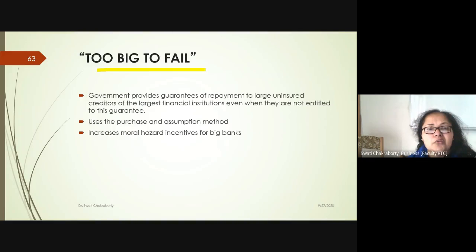Concept of too big to fail. Now, what happens is government provides guarantees of repayment to large uninsured creditors of the largest financial institutions, even when they are not entitled to this guarantee, right? So why? Because they feel that these big financial institutions will not fail. That's why too big to fail. So they use the purchase and assumption method, which increases the moral hazard incentives for big banks.